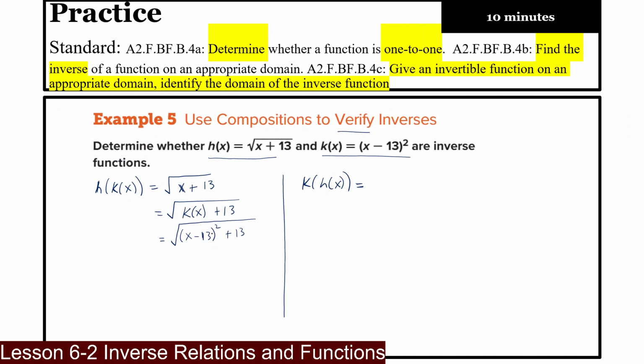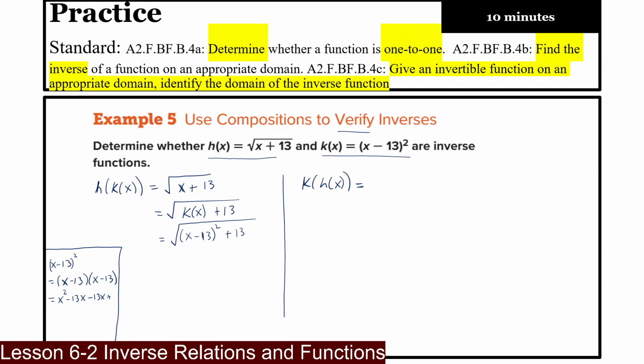Okay, so what is x minus 13 squared? Well, that requires some scratch work. So let's do some scratch work over here. X minus 13 squared is equal to x minus 13 times x minus 13, which is x squared minus 13x minus 13x plus 13 squared. Well, what is 13 squared?